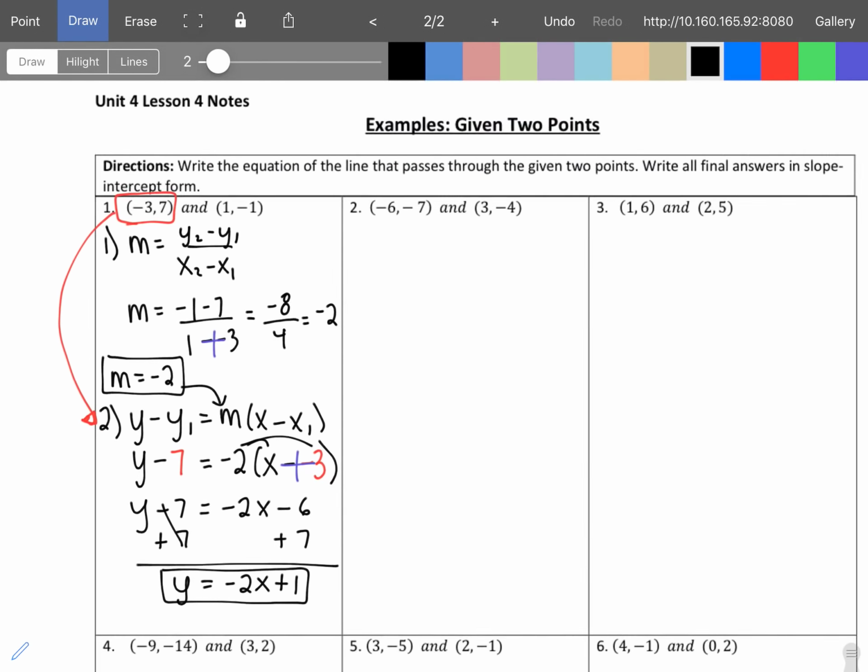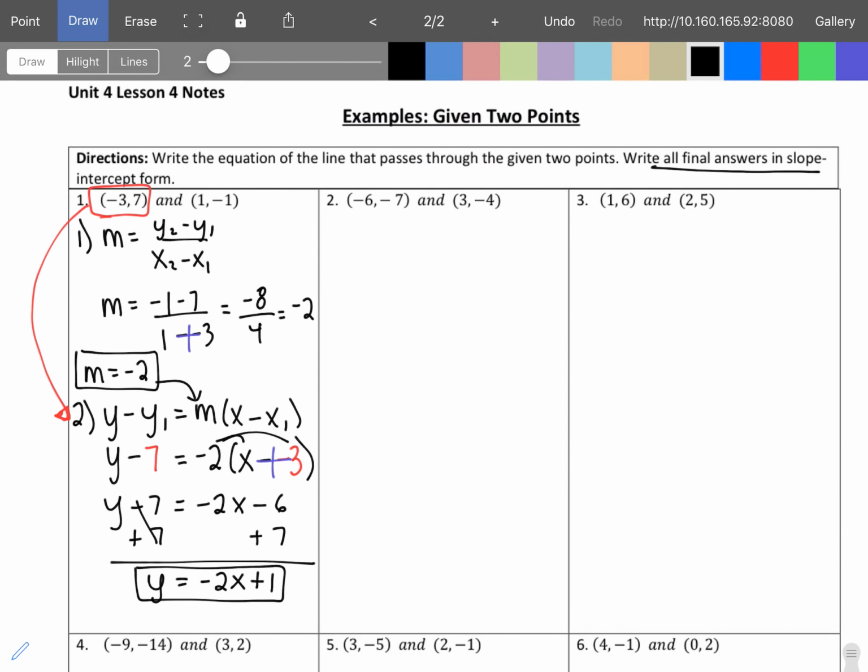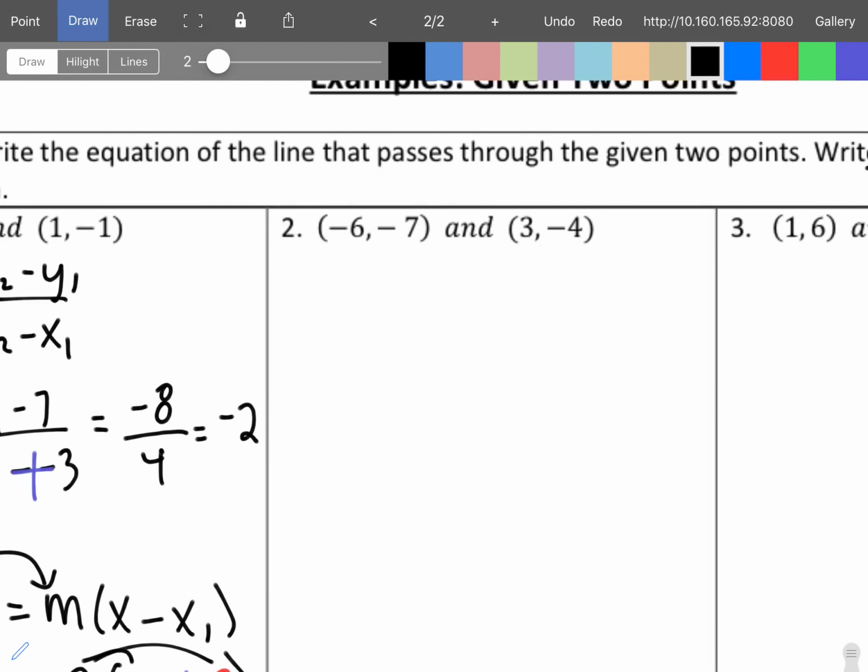Why did I write it like that? Because it asks, write all final answers in slope-intercept form. This is slope-intercept form. Okay? All right, let's try another one. So the first step, start with my slope.